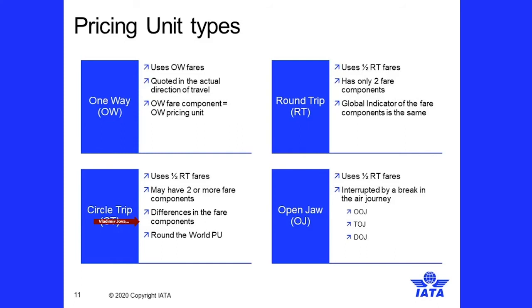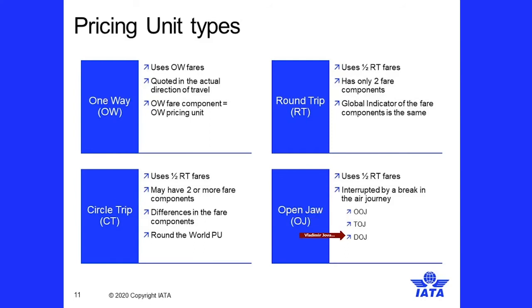Once we have different global indicators, outbound and inbound, we'll turn the journey to the circle trip. Circle trips may have even three fare components. Under the circle trips, we have around the world fares as well, and around the world journeys. So around the world is priced much as a circle trip is. And for the open jaw, we said open sectors, which can be origin open jaw, turnaround, or double open jaw.